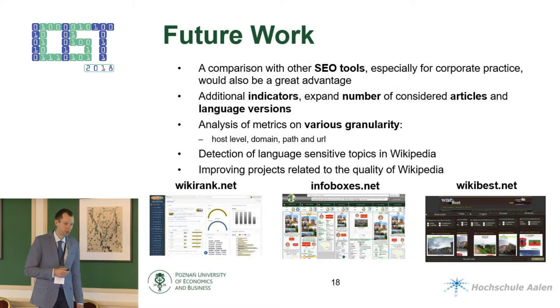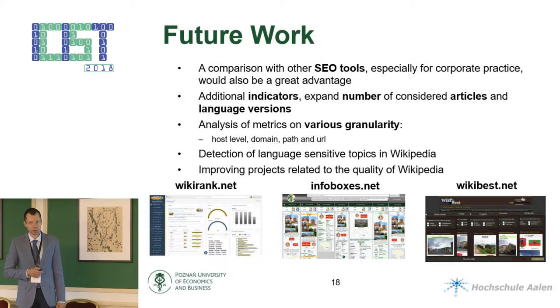As Ralf said before, Wikipedia has over 300 language versions. We also want to take into account possibilities of the different granularity of the URL addresses of the web pages. We want also to learn how to detect language sensitive topics in Wikipedia, because some of the topics can be described better, for example, in English, and some topics can be described better in the Lithuanian language, for example, Lithuanian cities.